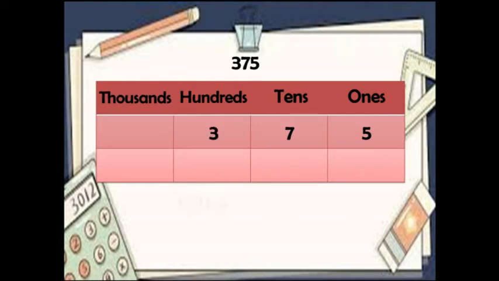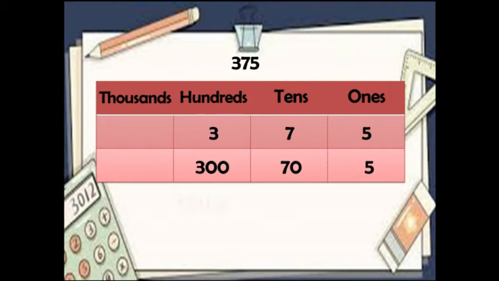Now, we know the place value. Let us know the value of each number. The value of 5 in 375 is also 5. And the value of 7 in 375 is 70. And the value of 3 in 375 is 300.